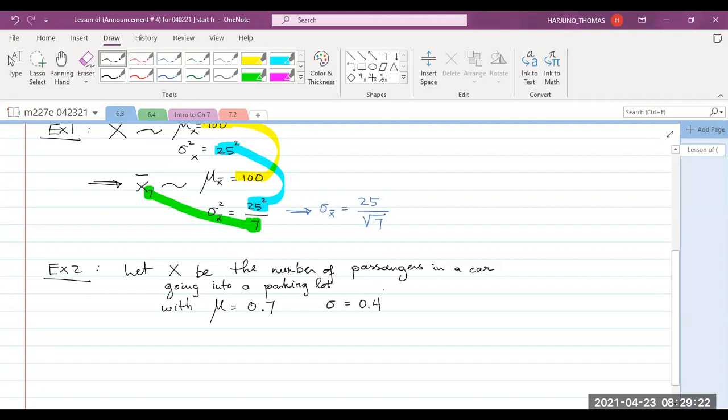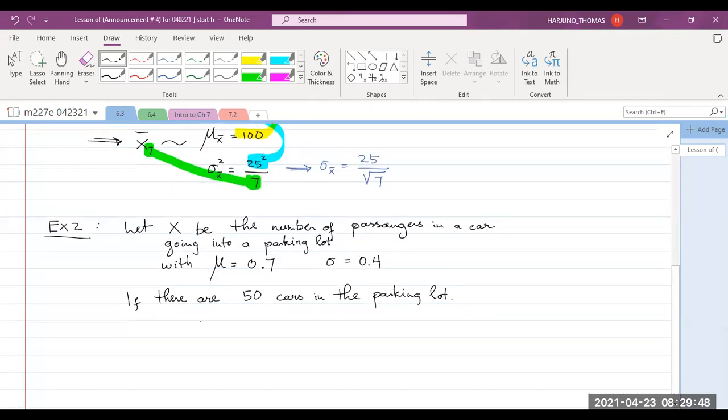That's the standard deviation. Okay, now, if there are 50 cars in the parking lot, find the expected value of the sample mean number of passengers.